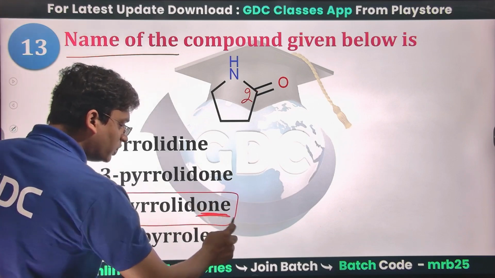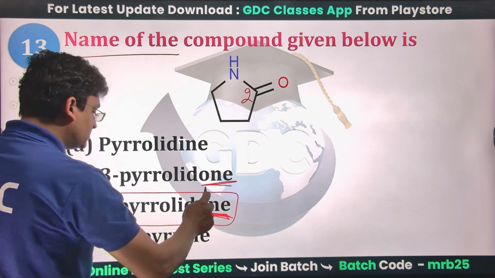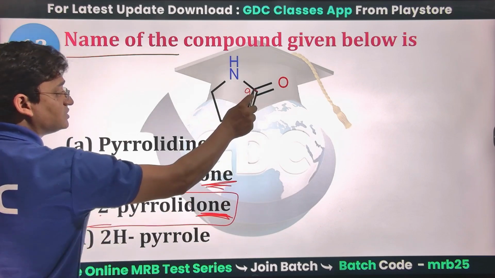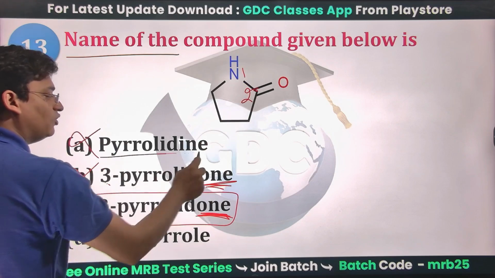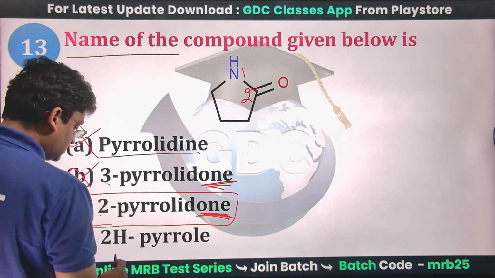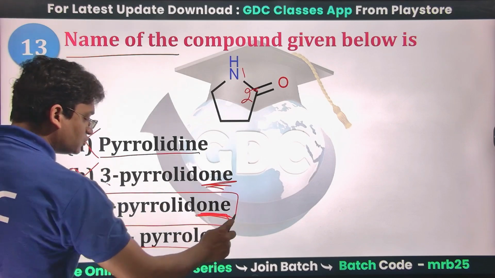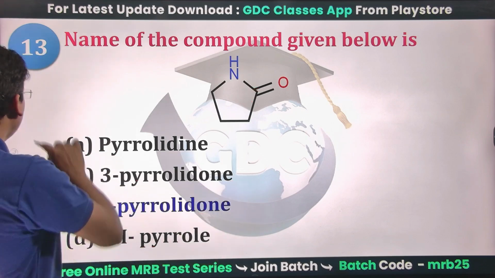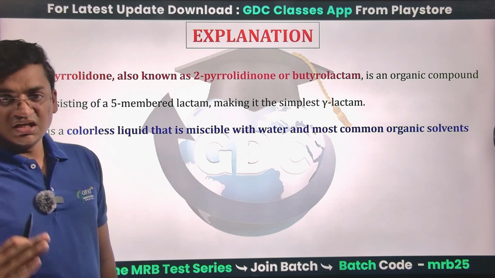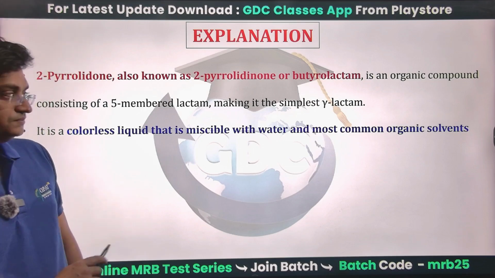2-pyrrolidone, representing ketone. Here also it is present, but it was at the 3rd position. So it is 3rd or 2nd? So 1 and 2, so it's the 2nd position. So it's not correct. Pyrrolidine, no, not at all. It's the saturated version. 2H-pyrrole, no, not at all. It's actually having a ketone group. So it will be 2-pyrrolidone. So C will be the right answer here.